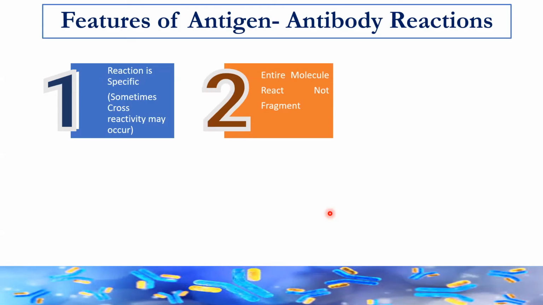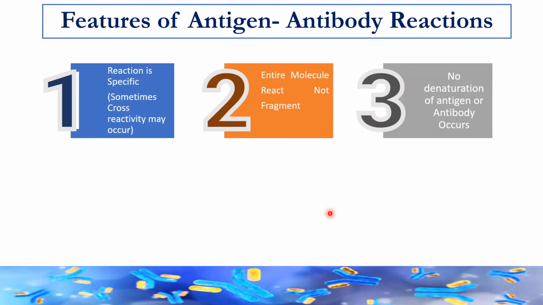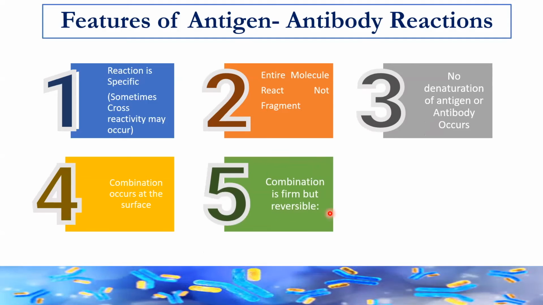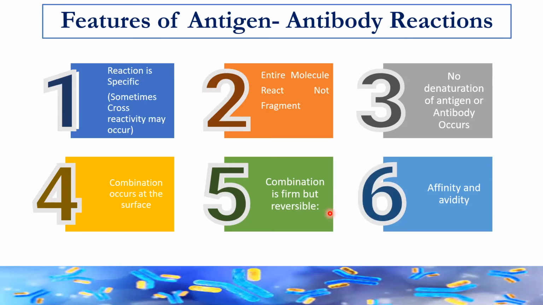Second, the entire molecule reacts and not the fragment. Third, no denaturation of antigen or antibody occurs. Fourth, combination occurs at the surface. That is, antigen antibody reaction which occurs at the surface is more relevant to us. Fifth, the reaction is firm but reversible. Reaction of antigen antibody which is occurring at the surface is firm, but that is reversible. And what is more important, the affinity and avidity of the reaction.